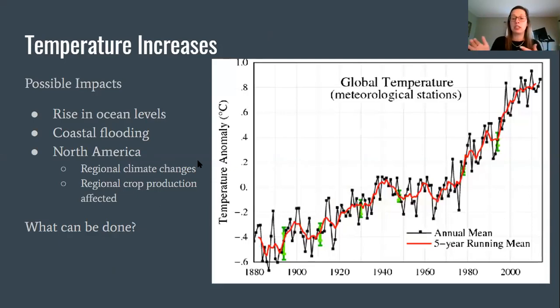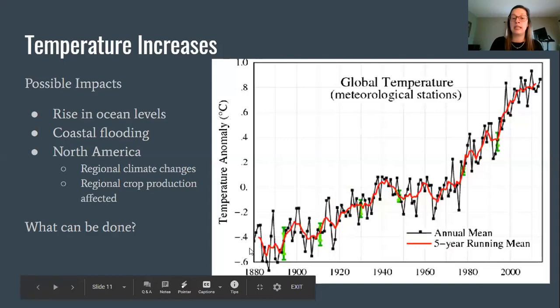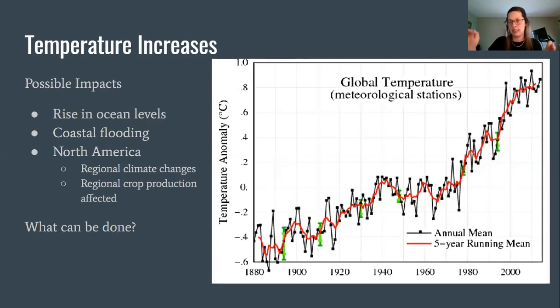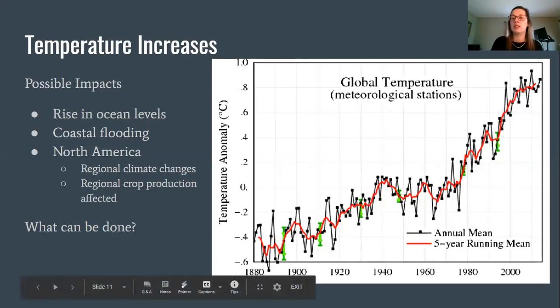These temperature increases over the years are in this graph below. Starting in the 1800s, 1880, you can see this steady increase. The annual mean, the annual average, is the black line. Notice there are lots of valleys and peaks. It goes up and down a lot. The red line shows a 5-year running mean, so it's the current year and the 4 years before it to make a 5-year mean. There's more consistency there, but there's still a very significant upward trend on this graph.